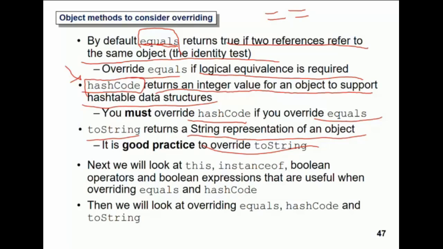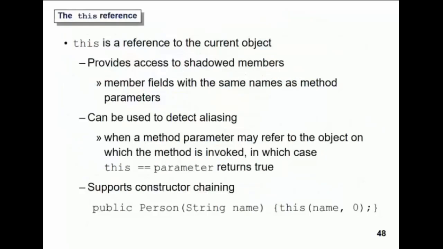Okay. So first, before we look at all of these, we'll have a look at the this and instanceof Boolean operators, which are useful for overriding equals and hashCode. And then we'll look at equals and hashCode, and we'll look at toString as well.